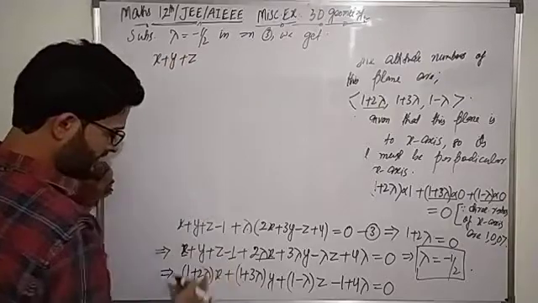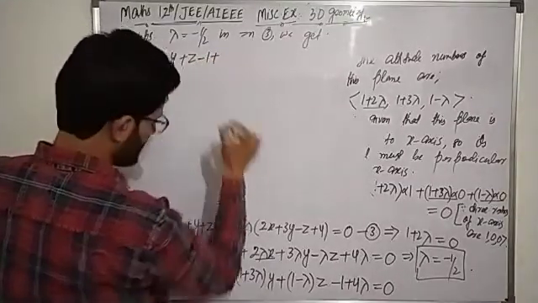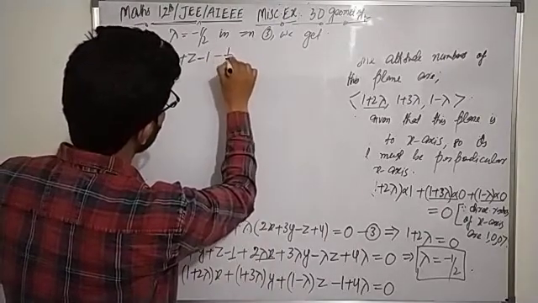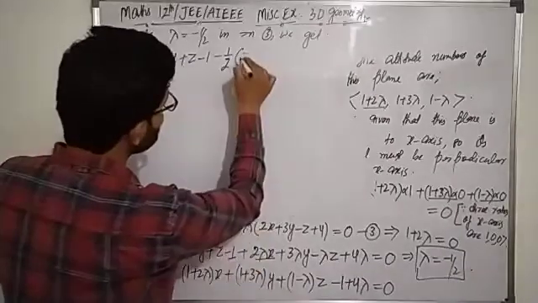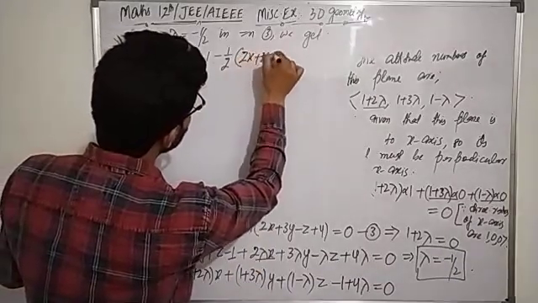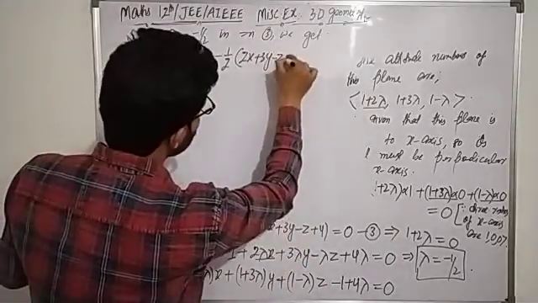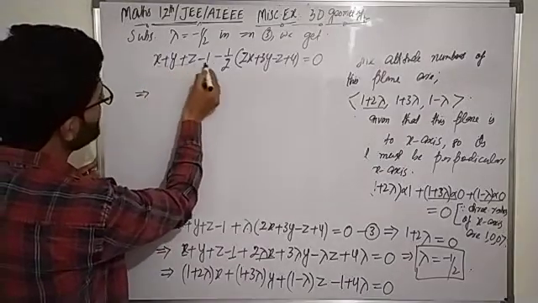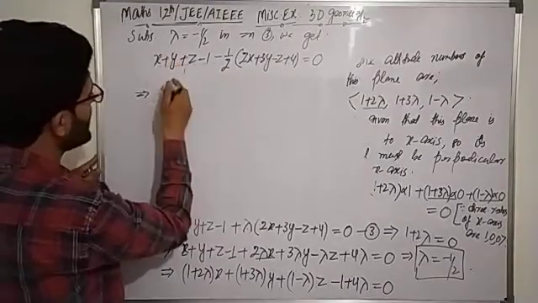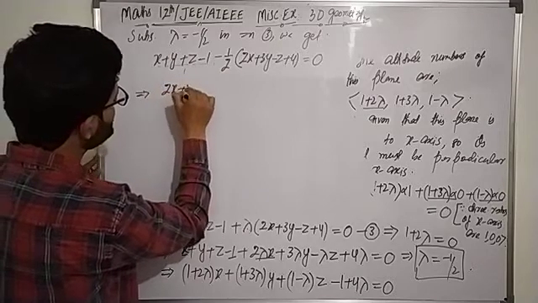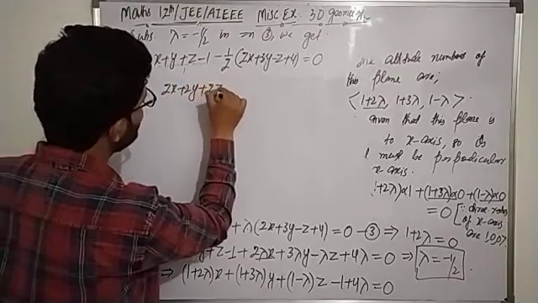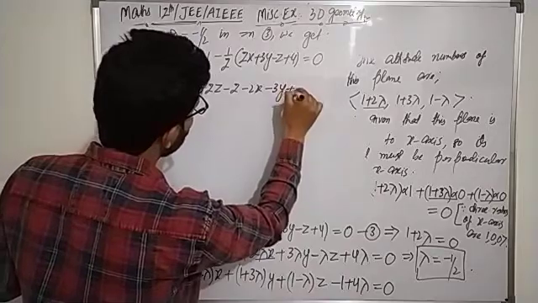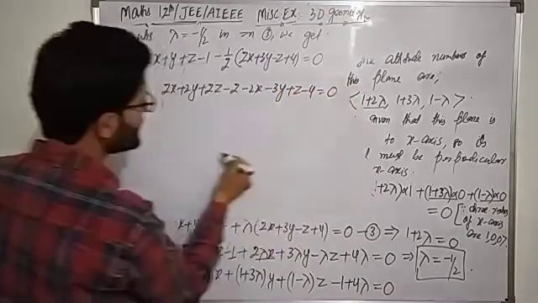x plus y plus z minus 1 plus lambda times lambda का value क्या है, minus 1 divided by 2, so minus 1 by 2 into 2x plus 3y minus z plus 4, and that's equal to 0. Implies इसके denominator में 1 है तो cross multiply कर दो, क्या आएगा, 2 into x that is 2x plus 2y plus 2z minus 2 minus 2x minus 3y plus z minus 4 is equal to 0.